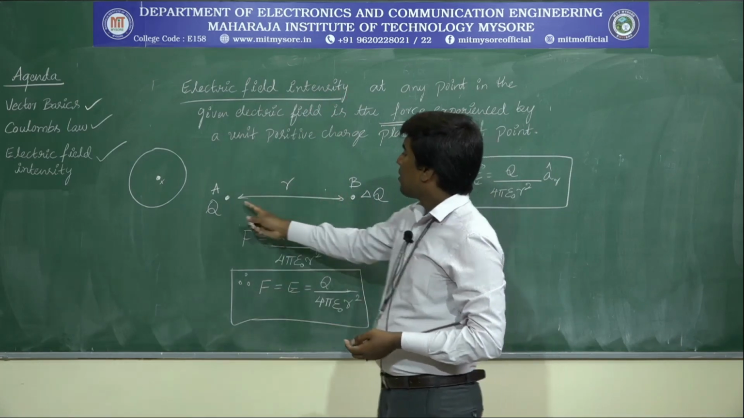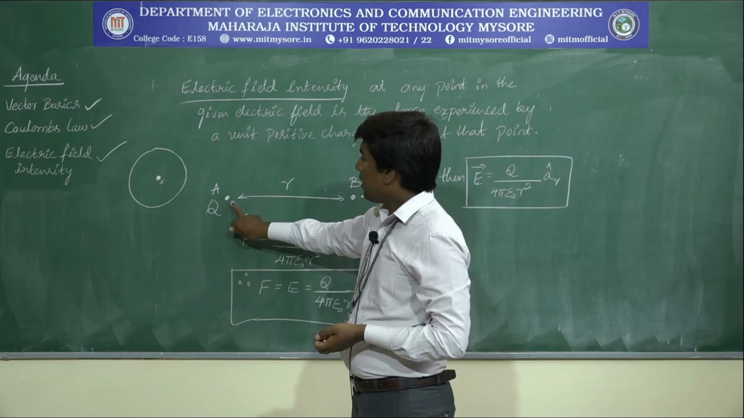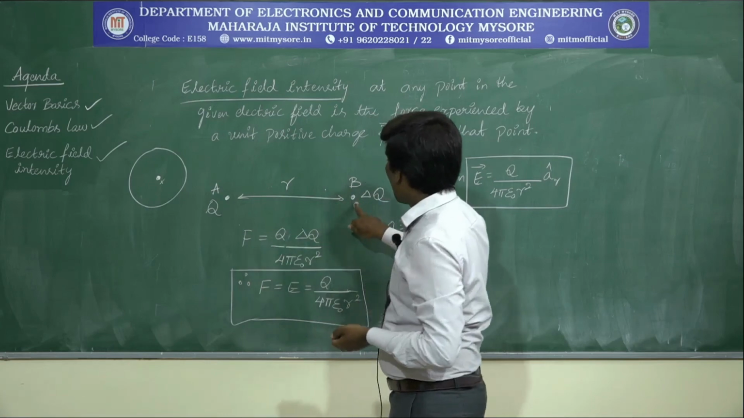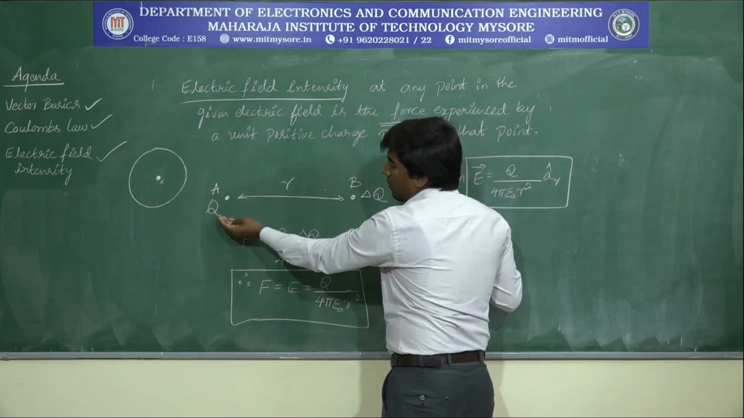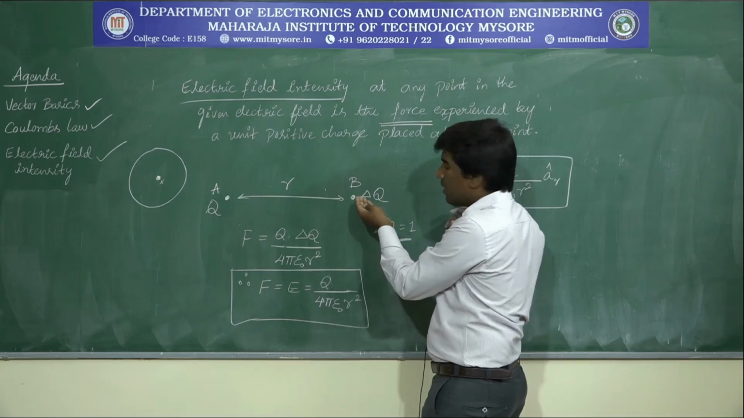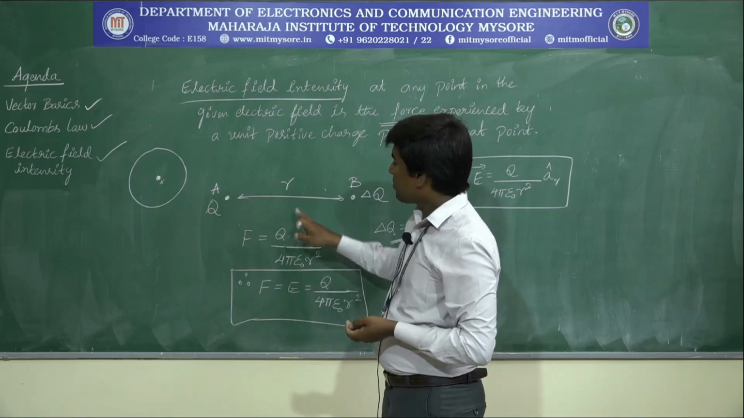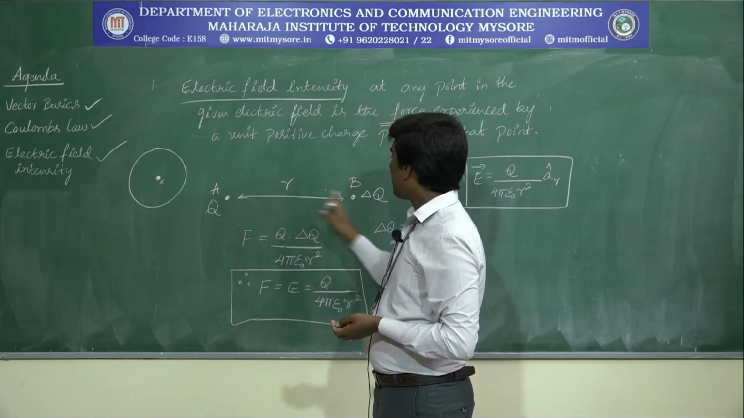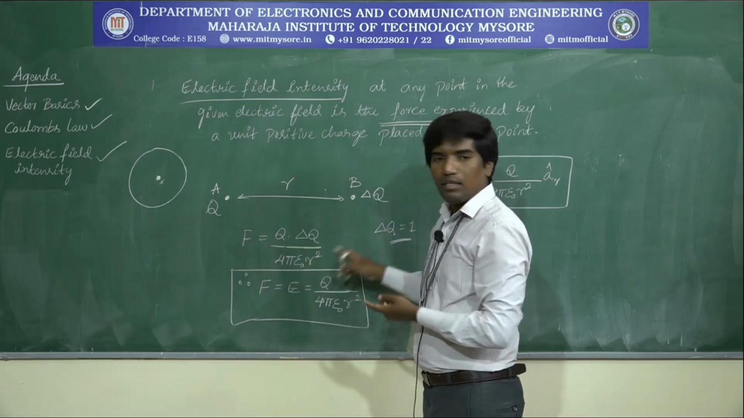Before going to this, let us see how this has been defined. Let us consider 2 points A and B. At point A, the charge is Q, which creates an electric field around it, and at point B, the charge is delta Q, a small test charge placed in the field of Q. The distance between points A and B is R. Then by using Coulomb's law, the electrostatic force F is equal to the product of the charges Q and delta Q divided by 4 pi epsilon naught into R square. This is purely Coulomb's law.